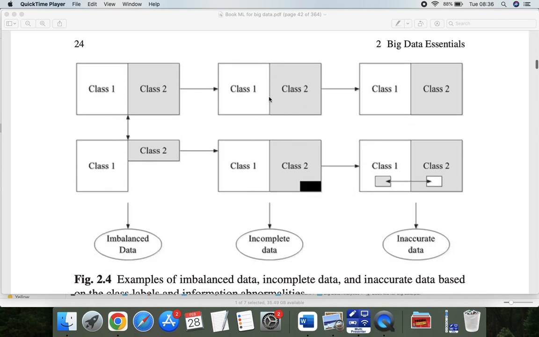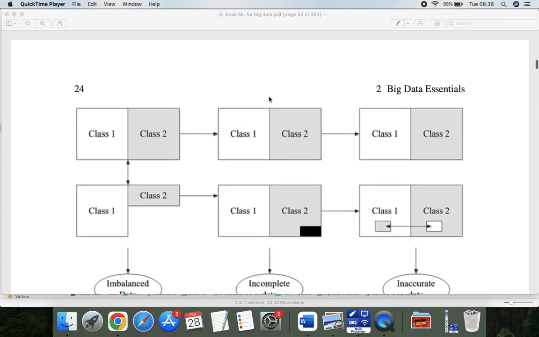Second is incomplete data. Incomplete data is very common when you are not placing any user authentication or some restrictions while collecting the data.